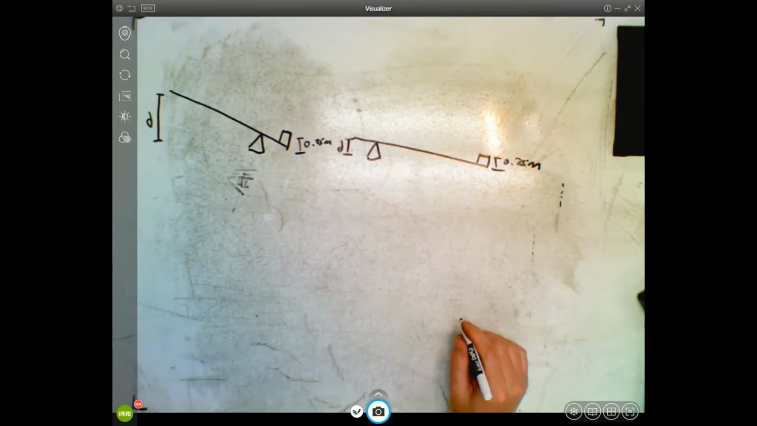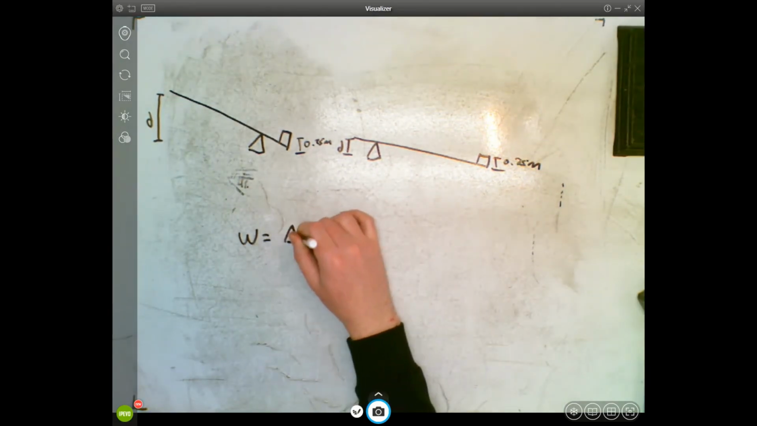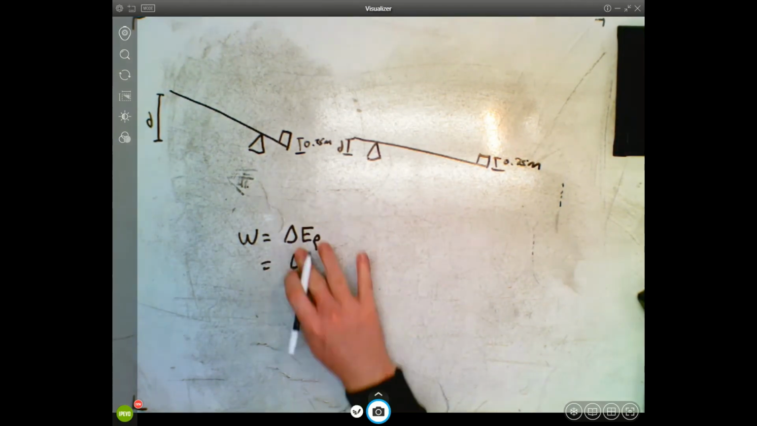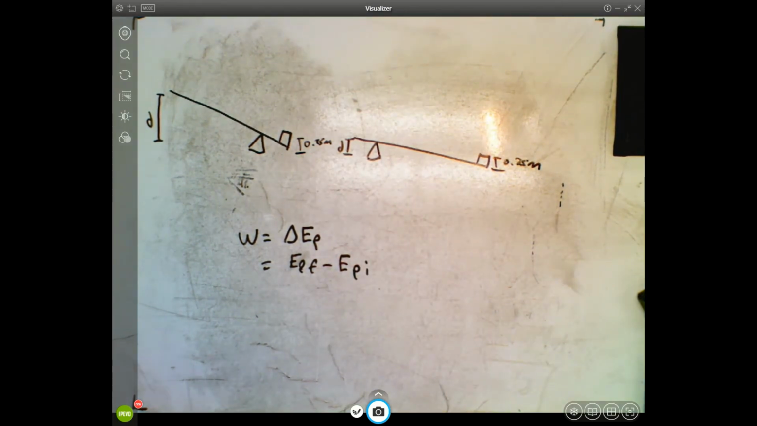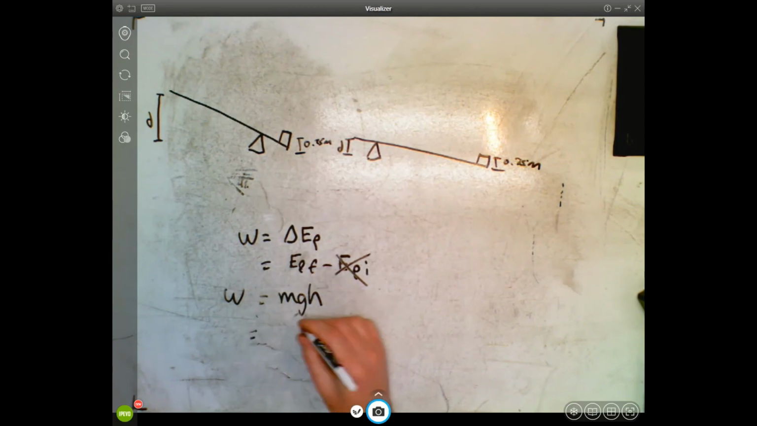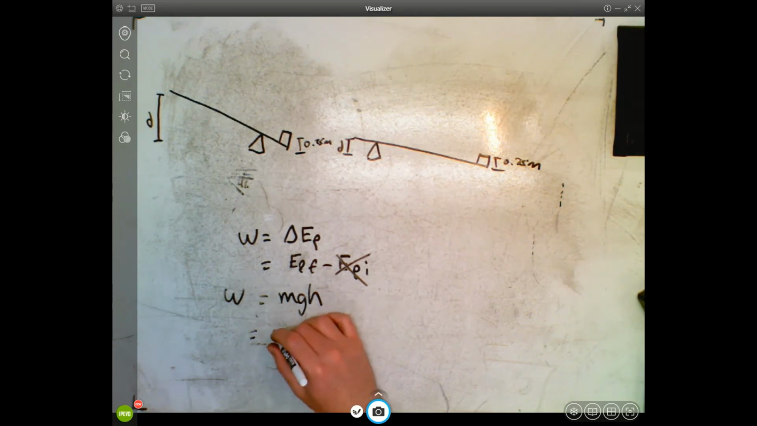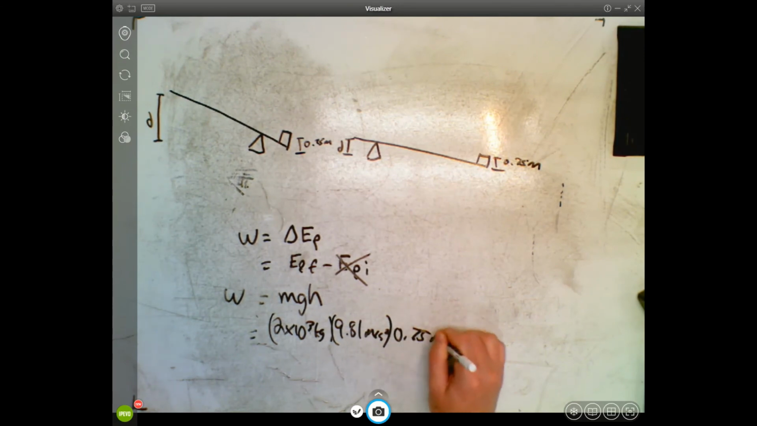So what we find is that whether we do either one, the work that we're doing equals our change in potential energy. So it's EP final minus EP initial. We don't have any initial potential energy, so it's just going to be mgh. Whether we use this design or this design, our potential energy is going to be the same. It's going to be our car, which is 2 times 10 to the 3 kilograms, times 9.81 meters per second squared, times our height of 0.75 meters.